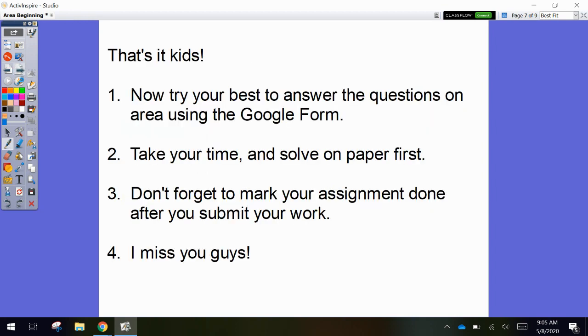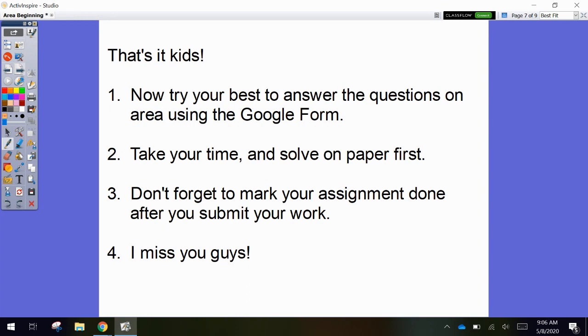All right, that's it. Area is not that tricky. If you know how to multiply, you're in really good shape. If you don't know how to multiply, we now have some strategies, and sometimes it's really just as easy as counting the boxes.